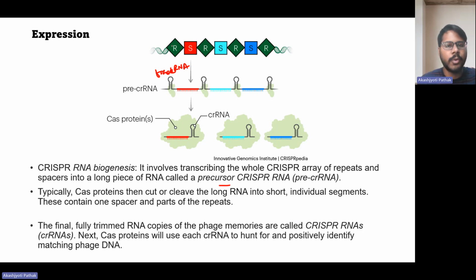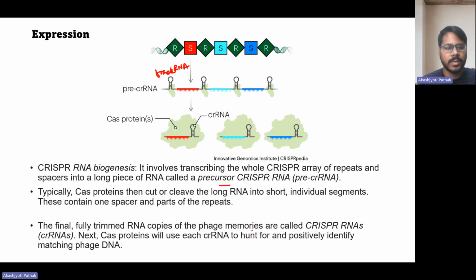Since these are palindromic repeats, when this gets transcribed, it will form a hairpin-like secondary structure. So this CRISPR RNA will have two parts: one is this spacer sequence, and another is this repeat. The repeat, when transcribed, will form a hairpin-like structure. So the final trimmed RNA copies of the phage memories are called the CRISPR RNAs.